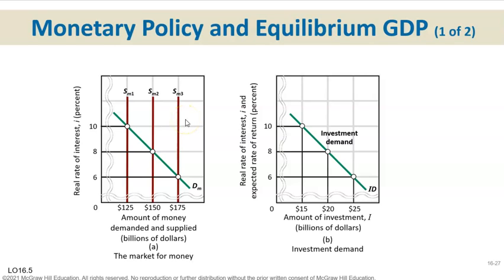The next link in the chain is the change in investment due to the change in interest rates. We first learned about this relationship back in chapter 10.